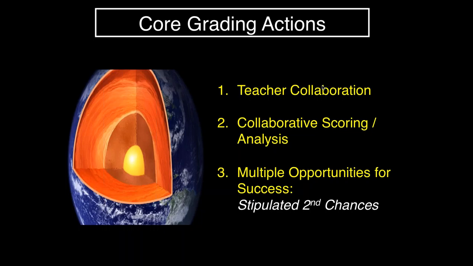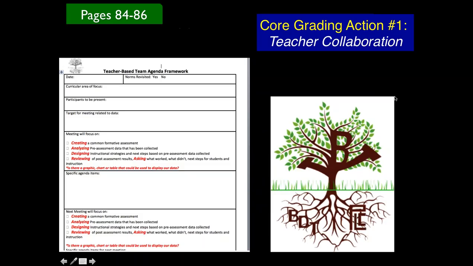what it means to have consistent teacher collaboration, what it means to consistently, collaboratively score and analyze student work, and then, far too often we erroneously believe multiple opportunities for success mean redundant test taking, having students make up every missing assignment, as opposed to maybe what happens in real life, stipulated second chances. So I'm going to walk us through these 3 during this webinar.